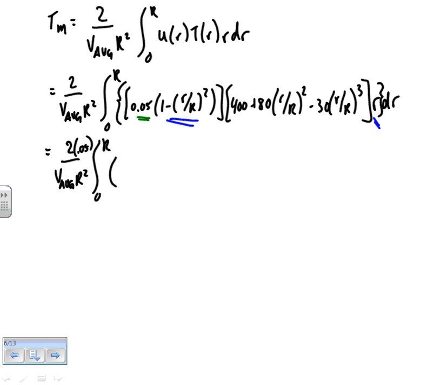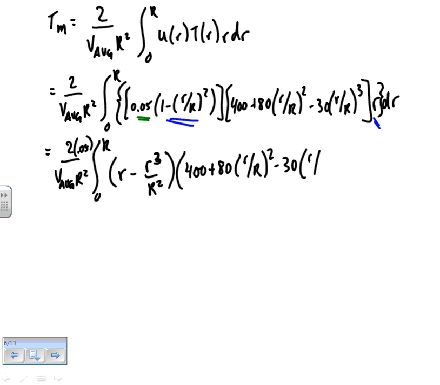And then I'm going to multiply that R in, so that's R minus R squared, R cubed divided by cap R squared. Now I just have left the temperature profile, 400 plus 80 R over cap R squared minus 30 R over cap R cubed, dr. Now I'm going to have to multiply even all that out. 0.05, the average, cap R squared, the integral from 0 to R. Now I just have to multiply these two things together.